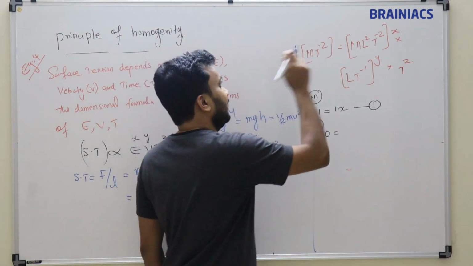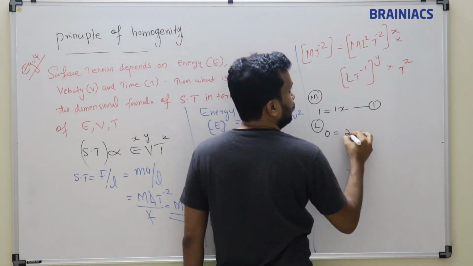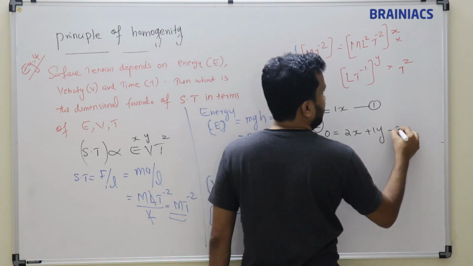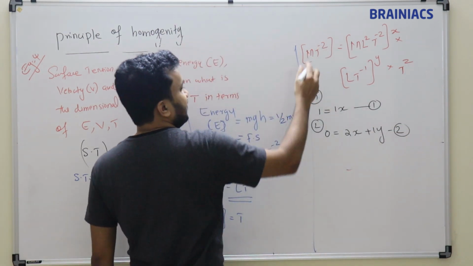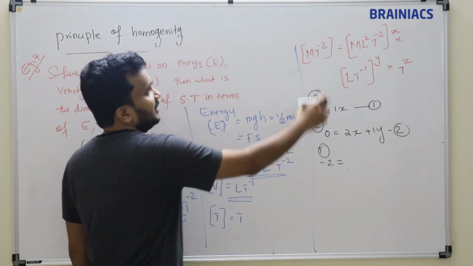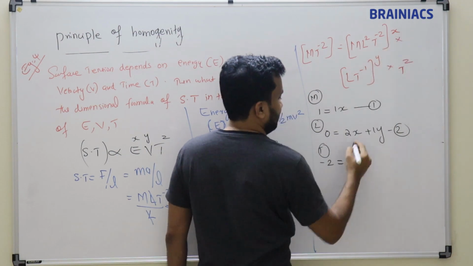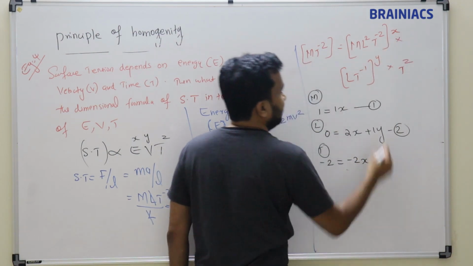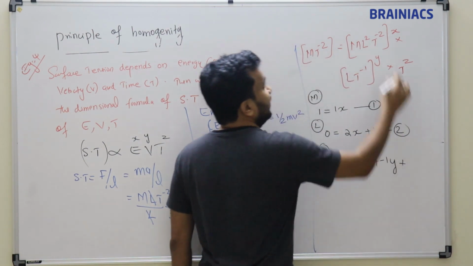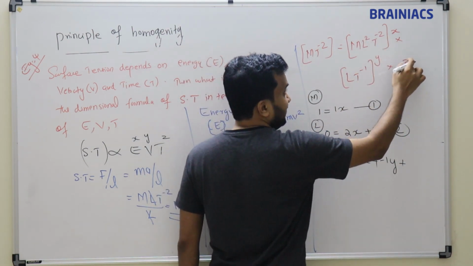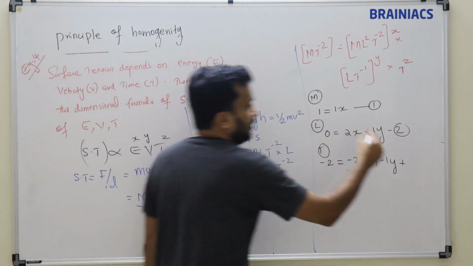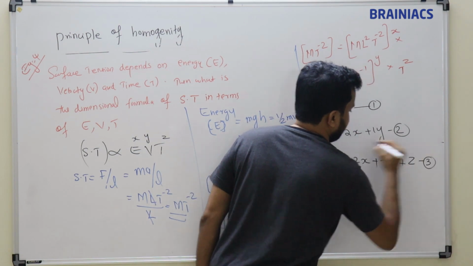On the right-hand side here, 2x, and here 1y: 2x plus 1y, equation number 2. For the T terms, the power of t is minus 2, equal to minus 2 into x, so minus 2x, plus minus 1 into y, so minus 1y, plus z. This is not t square, it is t power z that we have written here. So plus z, and we have 3 equations.